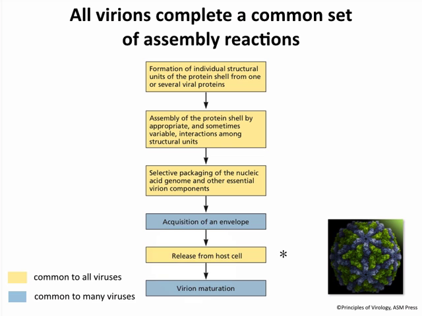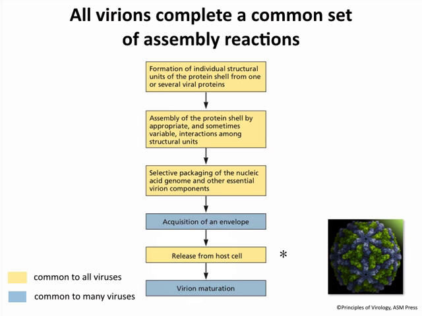All viruses have to go through a set of assembly reactions, which we're going to talk about. You make individual structural units. So if we're talking about an icosahedral virus, you make the individual units. They assemble by interactions, and you remember the principles of icosahedral interactions we talked about. Here they will come to fruition. You have to package the genome. Some viruses get an envelope, not all of them, of course, so this is in blue. The color yellow here means every virus has to do this. The blue colors mean not all viruses.